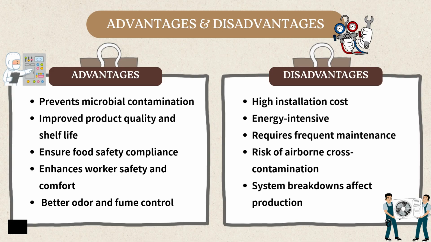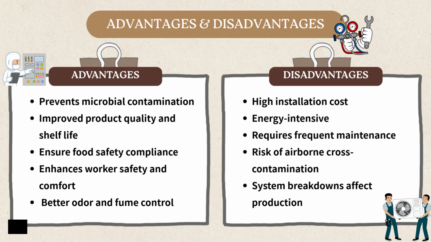However, HVAC system also have several disadvantages. The first one is high installation cost. Food grade HVAC requires advanced filter, ducting and also equipment, making it very expensive to set up. Second, HVAC systems are energy intensive. They need continuous power to maintain temperature and also humidity, which will lead to high electricity bills.